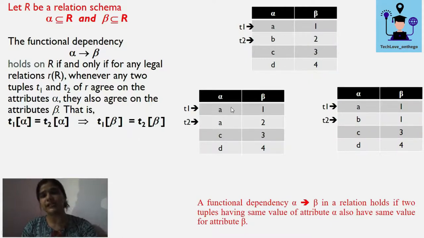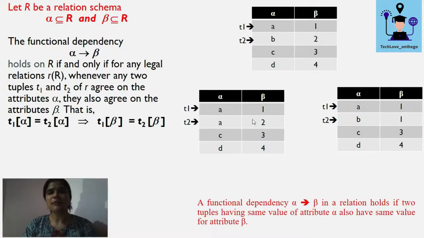Let's have this example. If the value of alpha is a in both the tuples, then the value of beta in both the tuples should also be the same. So this is one of the very important conditions we need to discuss. And why am I saying that? Because for the tuple T1, I have the value of alpha as a, and for the tuple T2 I also have the value of alpha as a. If I ask you to give me the value of beta where alpha is equal to a, you will be confused whether you should give 1 as the beta value or 2 as the beta value.